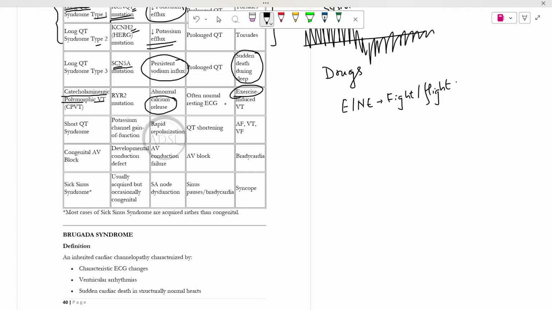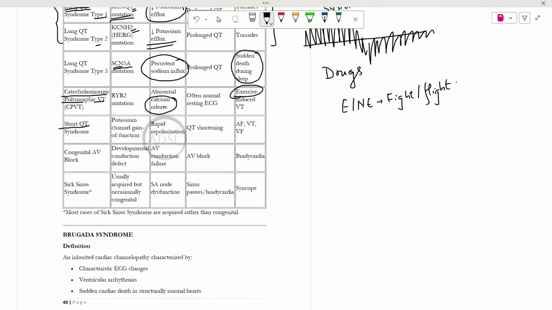Okay, the QRS complex is large, abnormal, and does not have any connection with the P. Okay, so that is what is going to happen. Right, so that is what's going to happen. So that is important. Apart from that, there will be a short QT syndrome, which is exactly opposite.